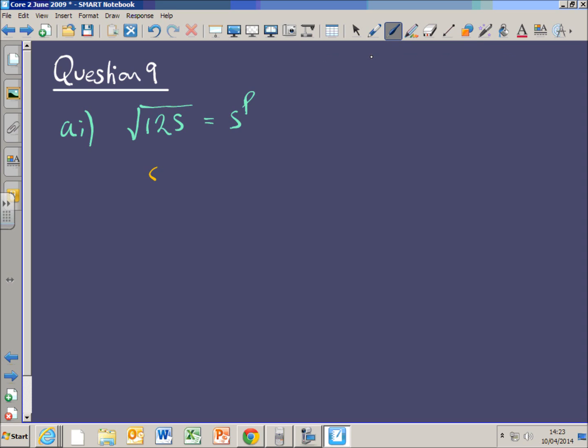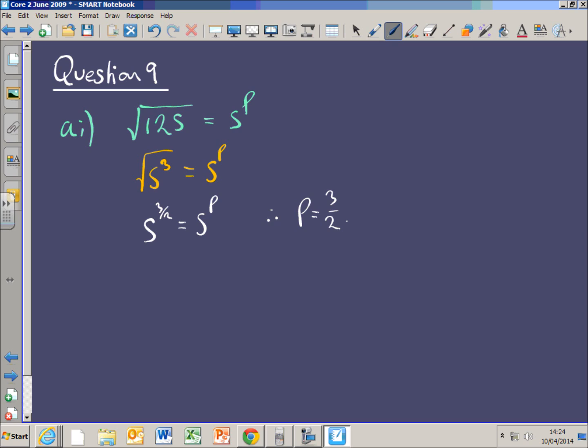125 is 5 to the power of 3, so it's the square root of 5 to the power of 3, that is, and that equals 5 to the power of p. So how can I rewrite this? 5 to the power of 3 square rooted, what's that? Brill, this is 5 to the power of 3 over 2. So what's p? 3 over 2.